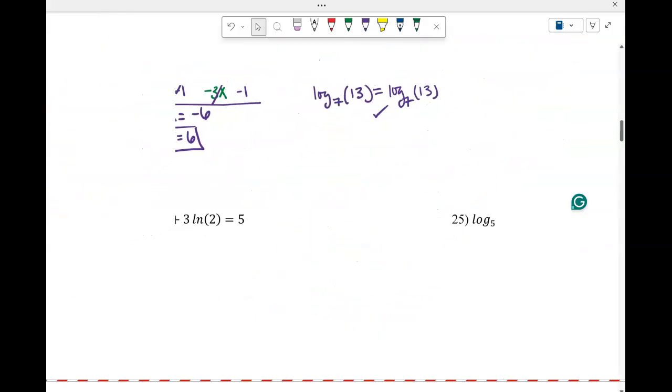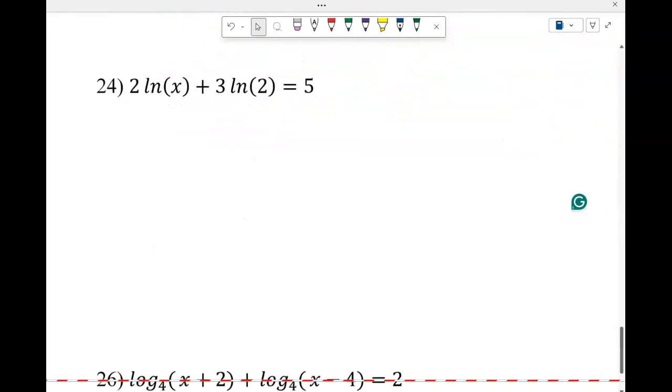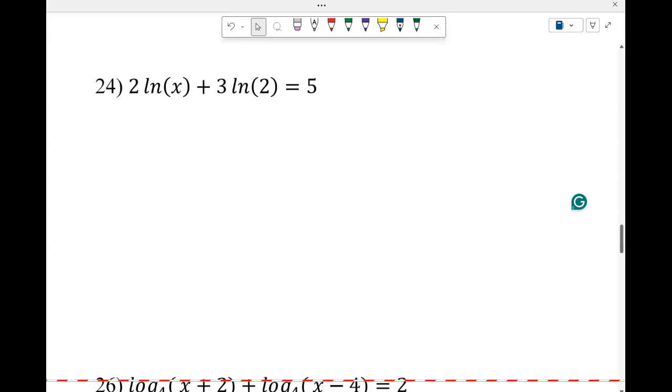Now let's go to 24. 24 says 2 times natural log of x plus 3 times natural log of 2 equals 5. So guys, on the left side, we have 2 natural logs, okay? We can't really have 2 logs, so we have to use the properties to condense.